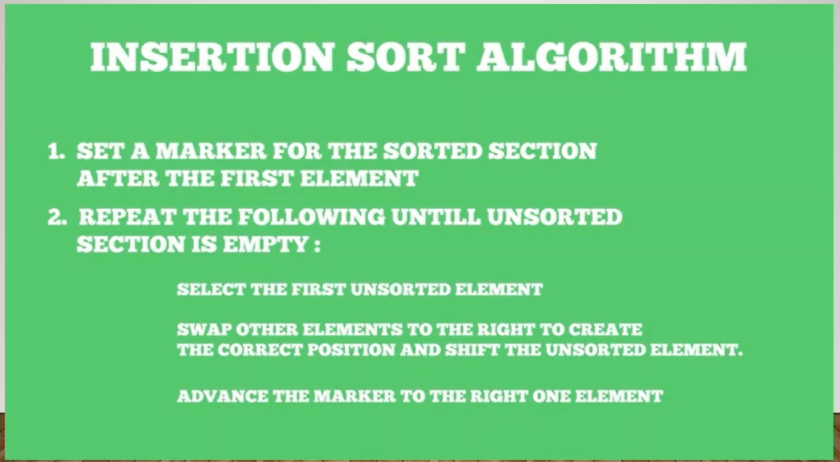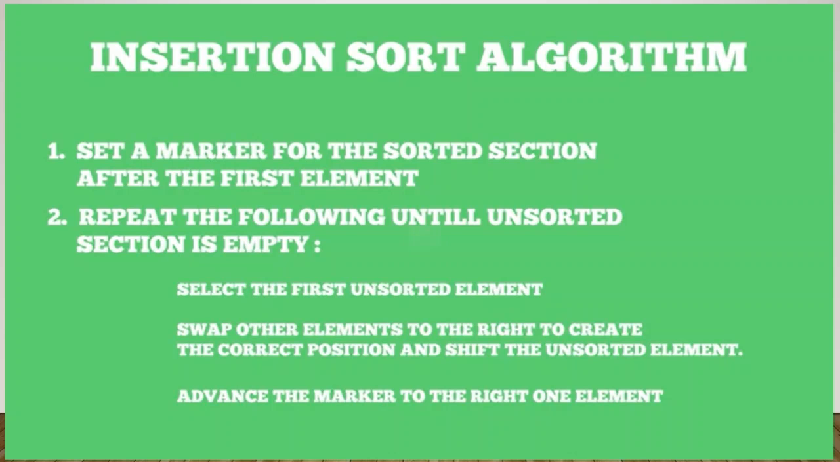If we have 6 elements, the first element will be the sorted section and the remaining will be the unsorted section. Until all the elements are placed in their respective positions, we have to repeat the same procedure. Select the first unsorted element, swap it with the element to its left to create the correct position and shift the unsorted element. Advance the marker to the right by one element. These are the steps to be followed in insertion sort.